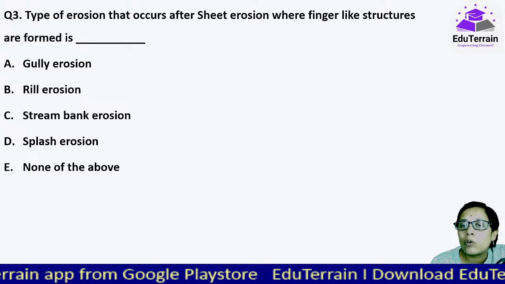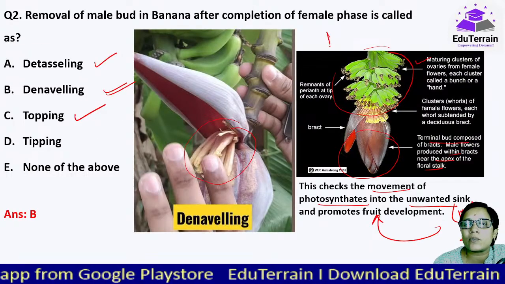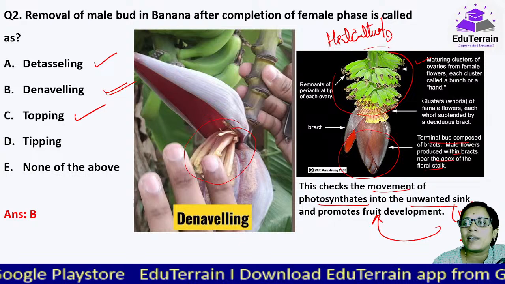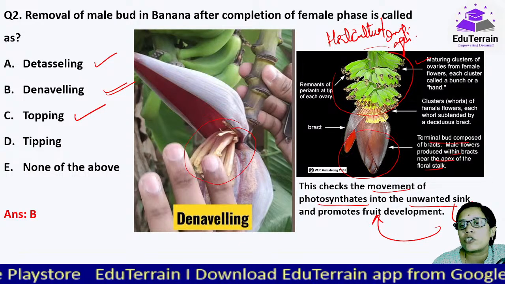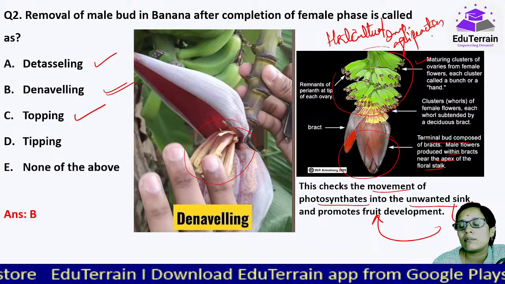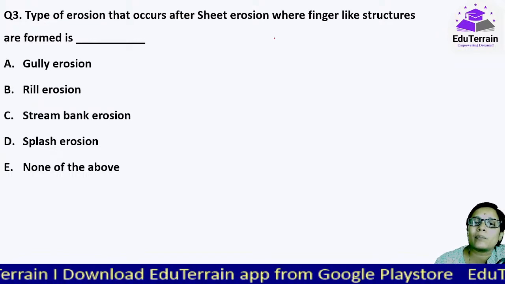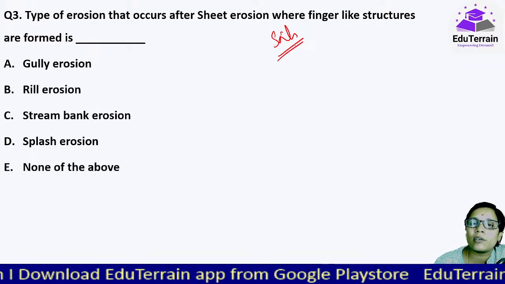Okay, moving on to our next question. Let me tell you, this is from horticulture, or we can say important agriculture practices. Moving on to our next question. This is from the soils chapter.